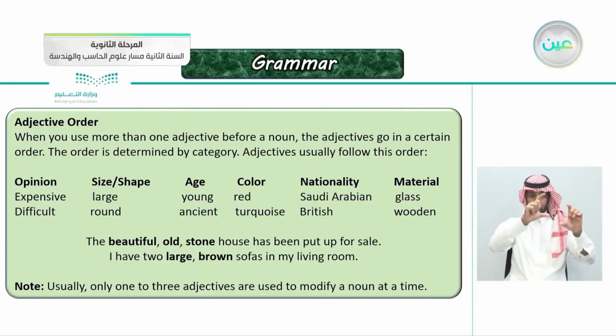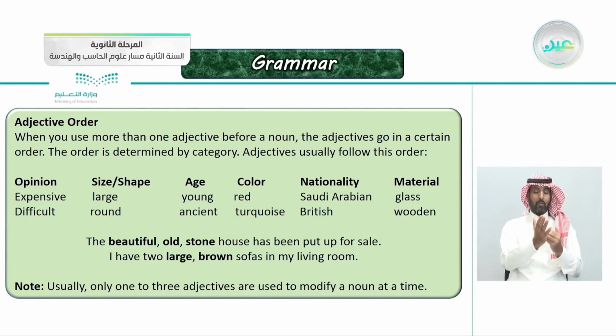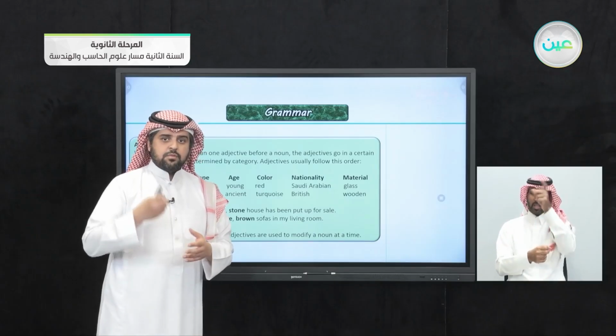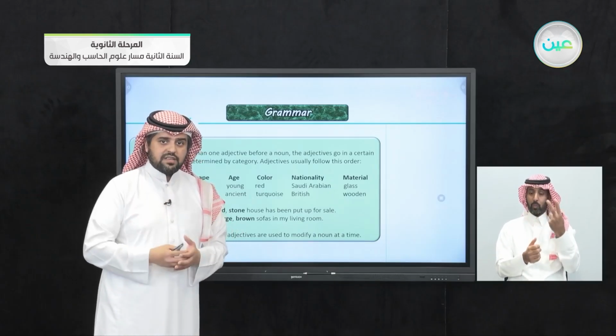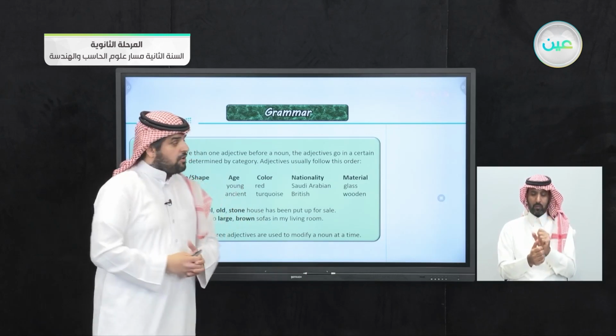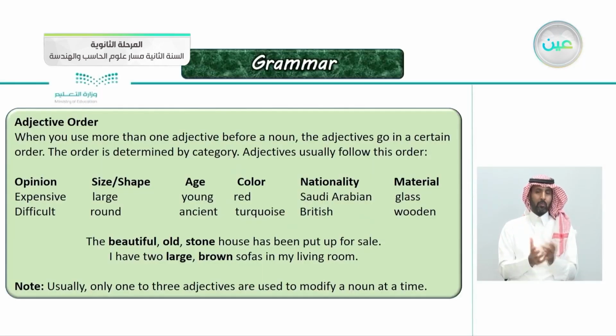Let's read it together. When you use more than one adjective before a noun, the adjectives go in a certain order. So when we want to describe a thing using more than one adjective, maybe two or three adjectives, there's a specific order for them. Again, when you use more than one adjective before a noun, the adjectives go in a certain order. The order is determined by category.